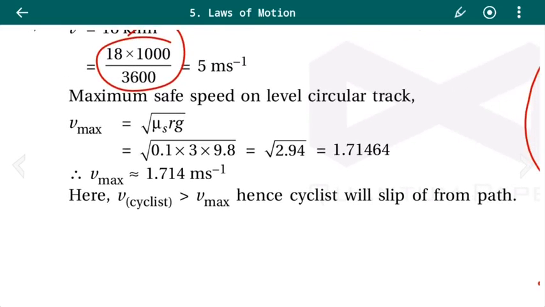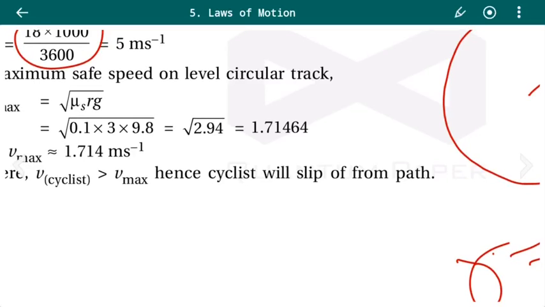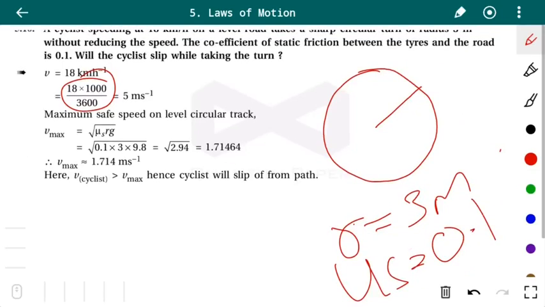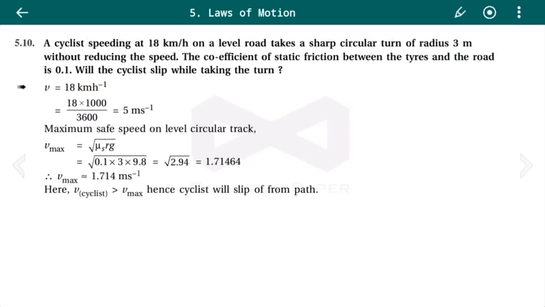So here the maximum speed of the cyclist should be 1.714 meter per second. If the speed of the cyclist is greater than this speed, then he will slip off the path. So students, you may note down this numerical.